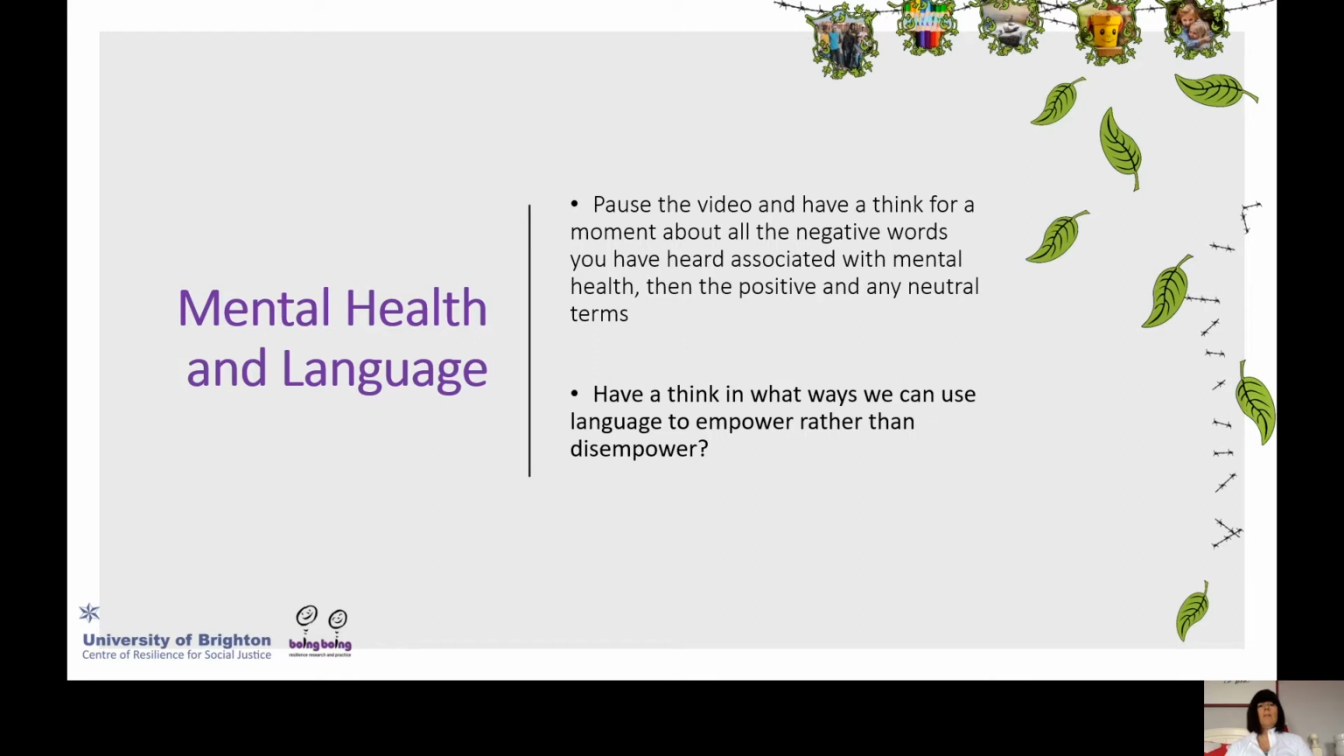So you can use assemblies, you can use tutor groups, posters around the school, so that people are constantly exposed to these different messages.